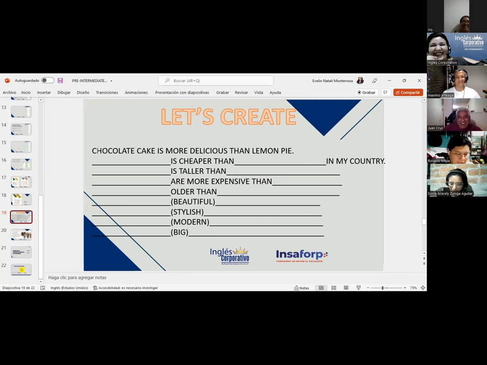Go ahead. I don't know. In the same sentences. Gas is cheaper than diesel in my country.